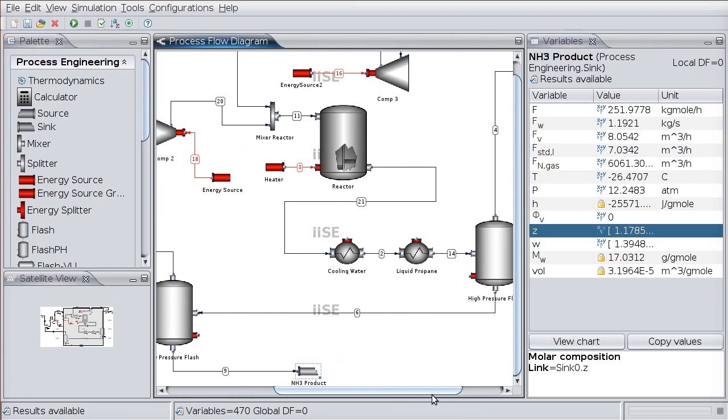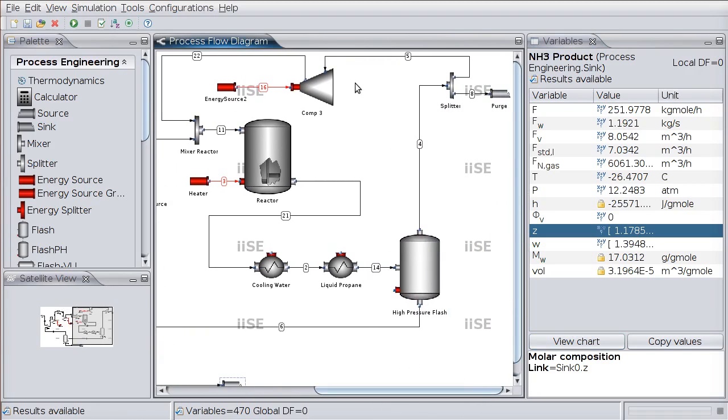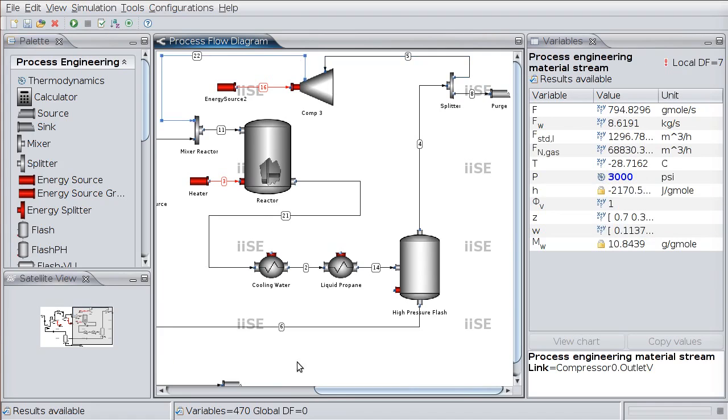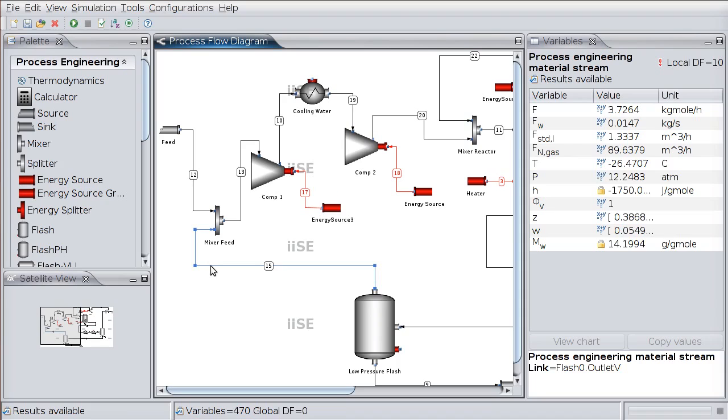What about the recycle streams? We have two recycle streams in this process. One coming back from the vapor phase of the high pressure flash, we compress, and then this stream is fed to the reactor. The other one from the low pressure flash is mixed with the feed stream.